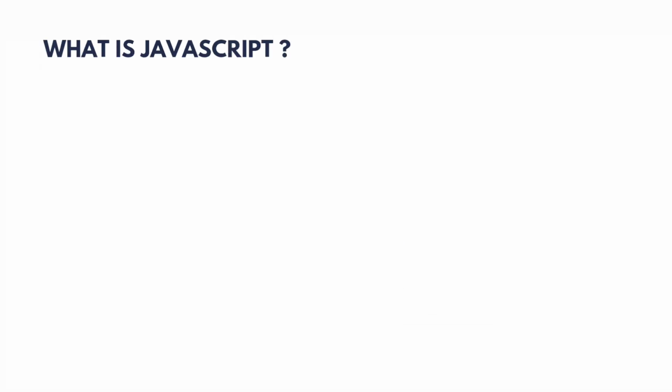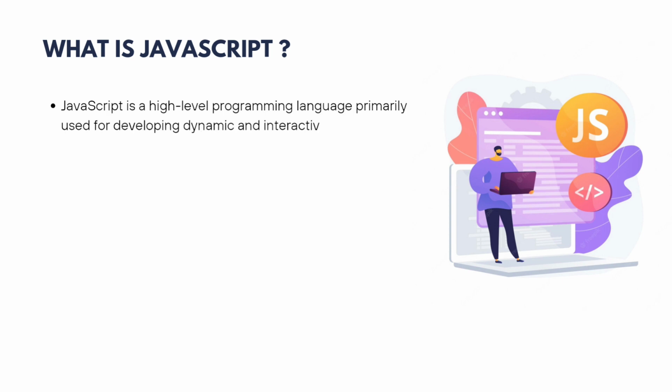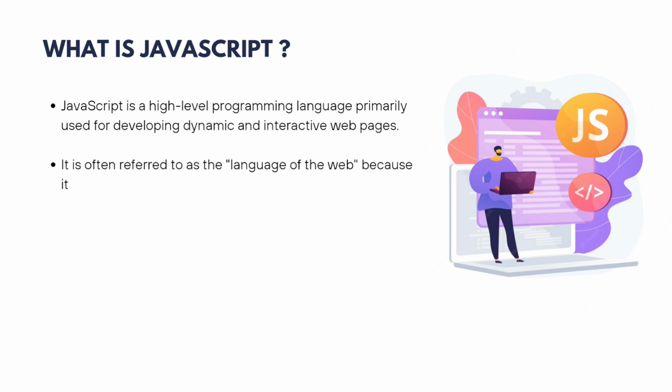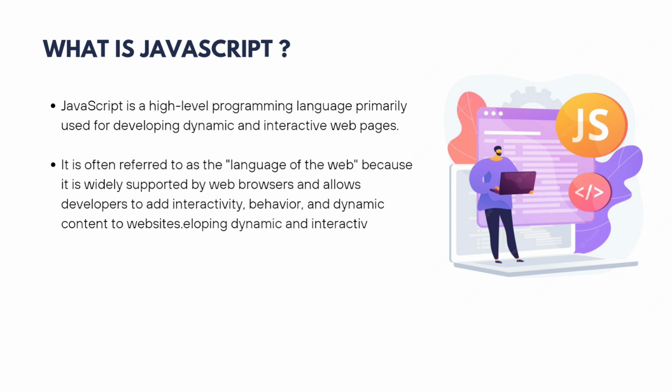What is JavaScript? JavaScript is a high-level programming language primarily used for developing dynamic and interactive web pages. It is often referred to as the language of the web because it is widely supported by web browsers and allows developers to add interactivity, behavior, and dynamic content to websites.